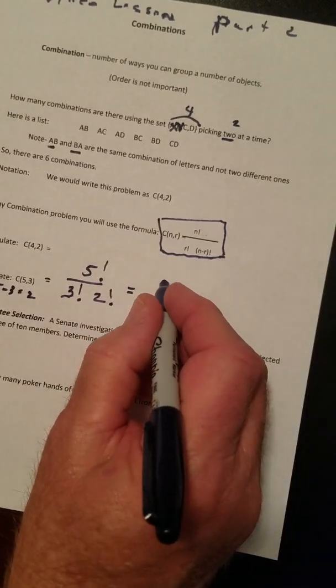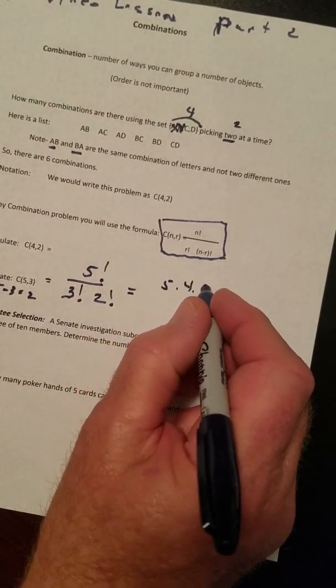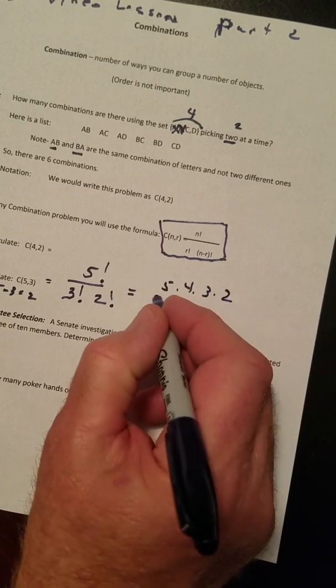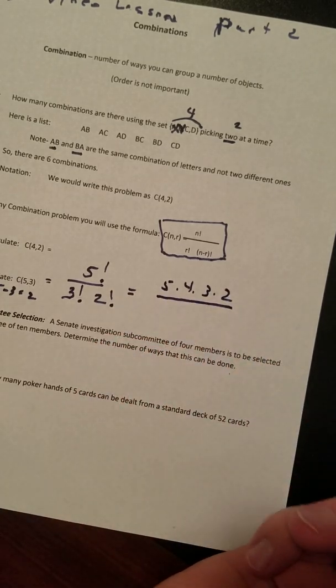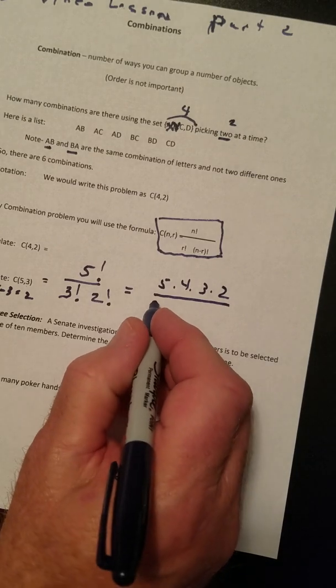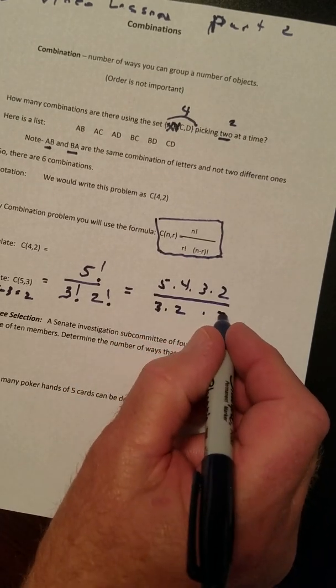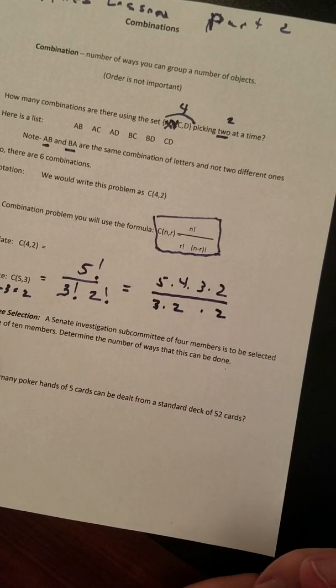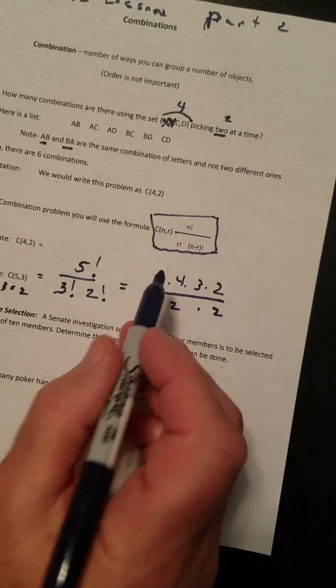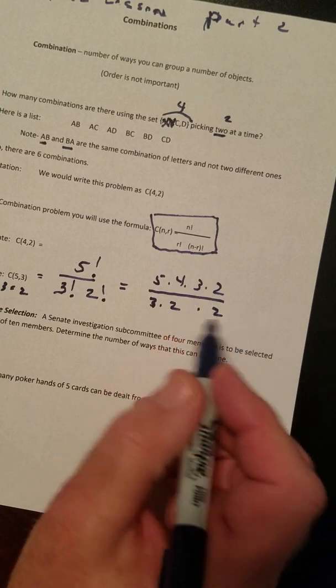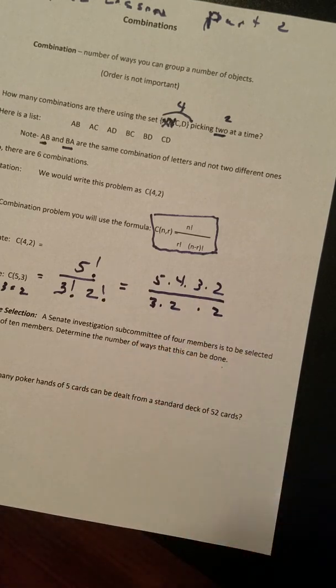Okay, so that's 5, 4, 3, 2. I'll leave out the 1. On the bottom, it's 3 factorial, so that's 3 times 2. I'll leave out the 1. And then 2 factorial. 5 factorial on top, 3 factorial, 2 factorial.